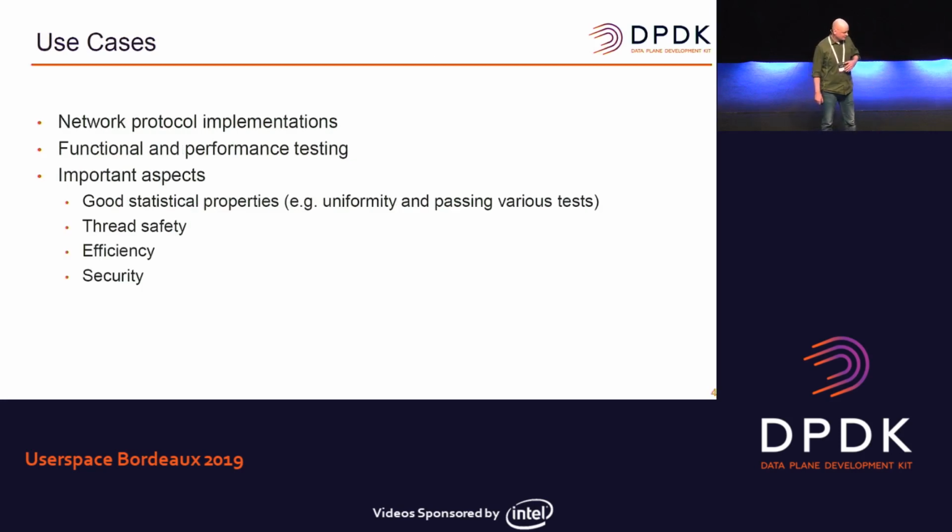Random numbers are fairly common in network stack implementations. Maybe not in the fast path, but for things like TCP backoff, for example, port allocation, things like that. They're also, at least in my experience, very common when you do functional performance testing of a networking stack, because usually you want the data or the traffic patterns to be random.